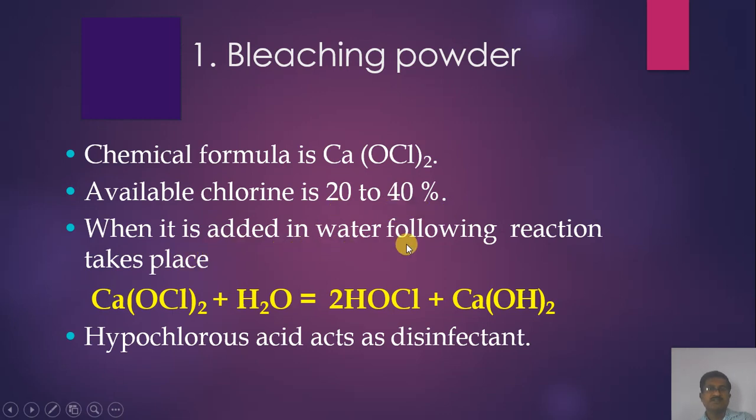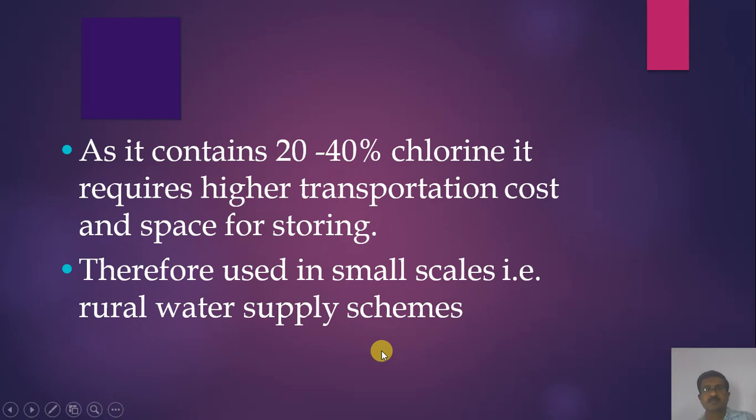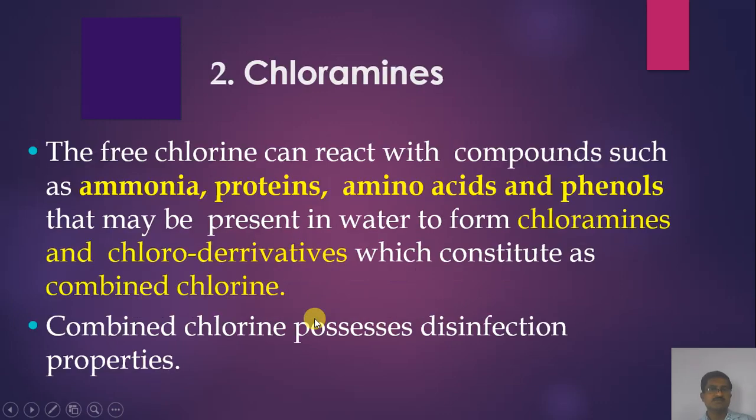When it is added to water, the following reaction takes place. CaOCl2 plus H2O forms 2HOCl plus Ca(OH)2. So this hypochlorous acid acts as a disinfectant. As it contains only 20 to 40% chlorine, it requires higher transportation cost and space for storing. Therefore, it is used for small scales, that is, rural water supply schemes.